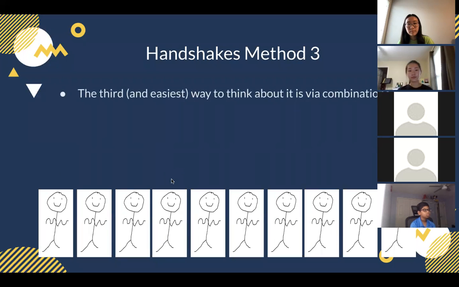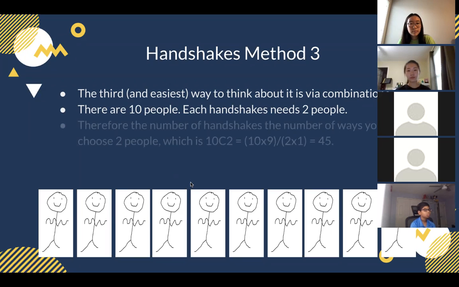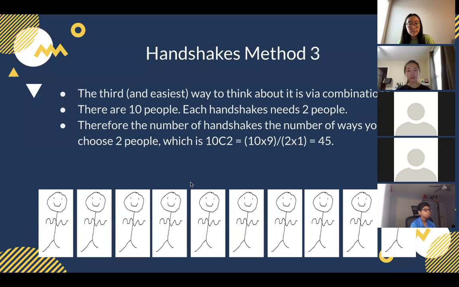And then the third method to do this is thinking about it with combinations. The way you think about it with combinations is that you choose 2 people out of the 10 to do a handshake. So 10 choose 2 is equal to 10 times 9 divided by 2 times 1, which is equal to 45.